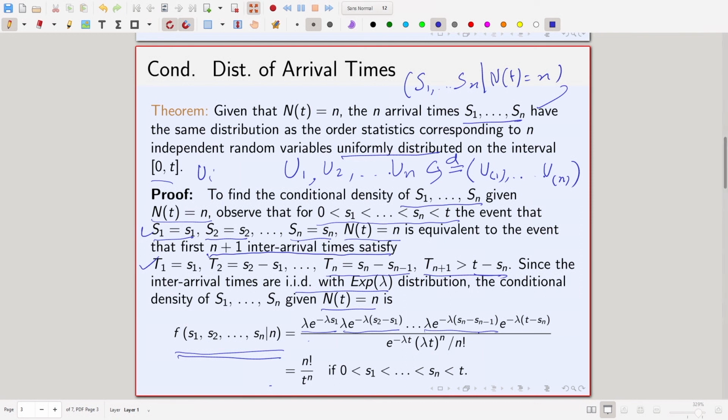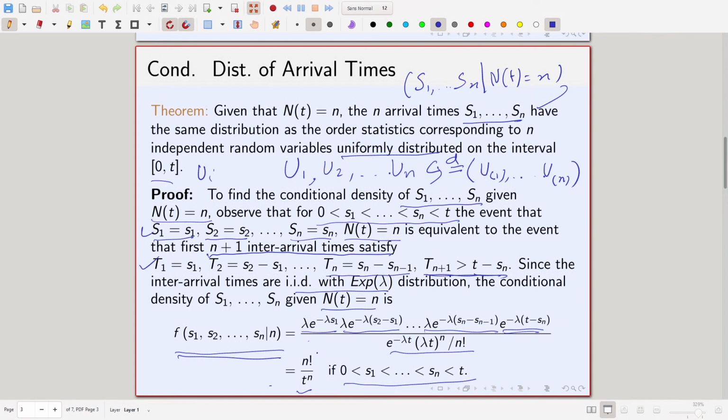This is Tn equal to Sn minus S(n-1), and this is the last thing, that T(n+1) is greater than T minus Sn. That probability is just e to the power minus lambda (T minus Sn). So it's just an exponential lambda random variable taking a value greater than T minus Sn, that is just equal to this, and this is the probability that Nt equal to n. Now if you do all the cancellation, you just end up with this, and we have already seen this is true if this is true, otherwise this is equal to 0.